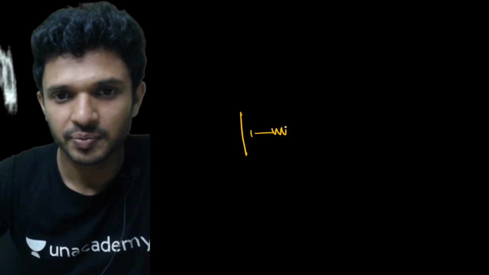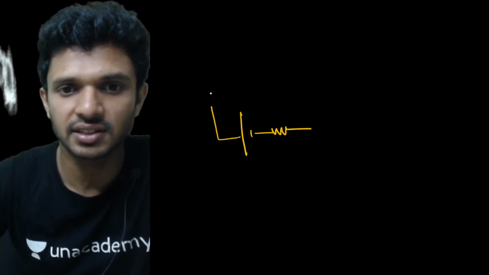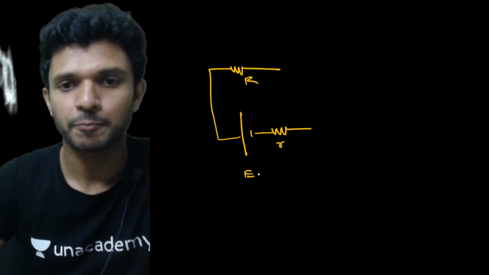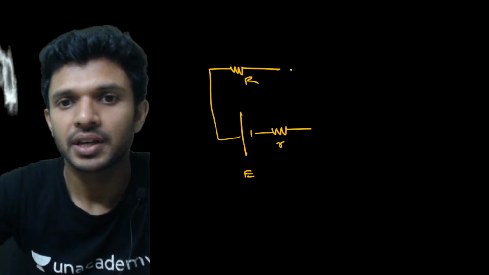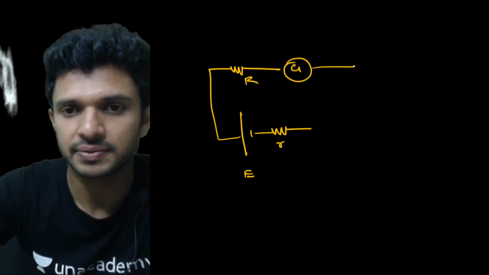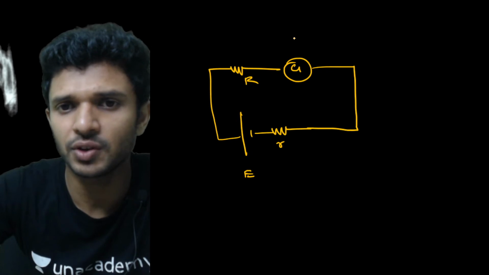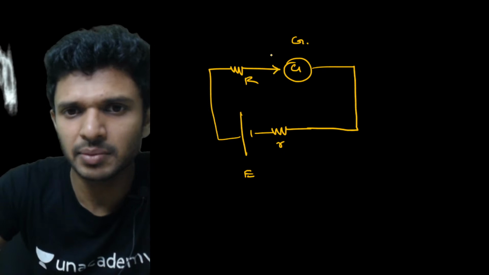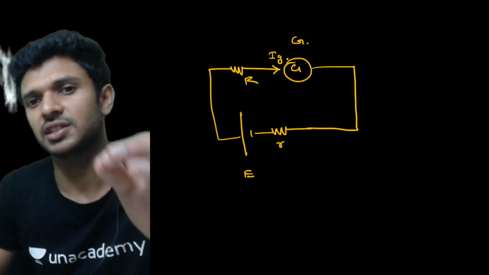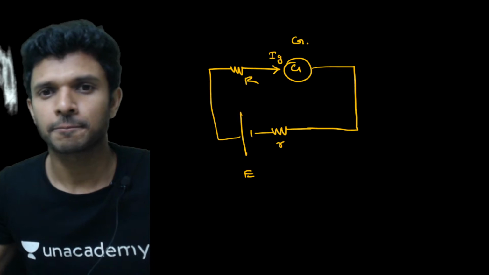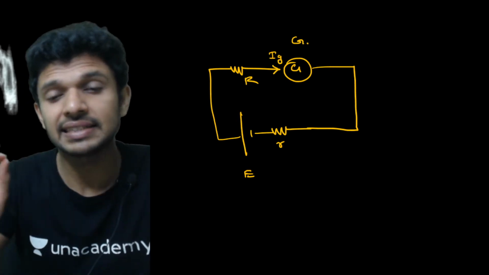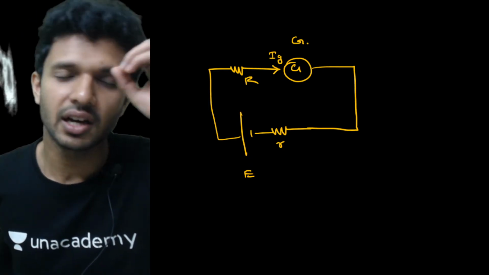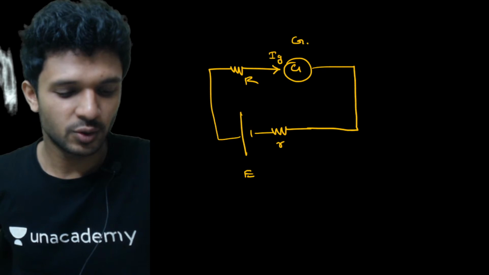this is our circuit, a cell with internal resistance and some external resistance R. This is the internal resistance, this is the EMF. Okay, done. Now we have this galvanometer. It has its own resistance G, and let me say the maximum current this galvanometer can measure is Ig. What is Ig? Ig is the maximum current this galvanometer can measure. If a larger current passes through the galvanometer, what will happen? It will get damaged, it will break.